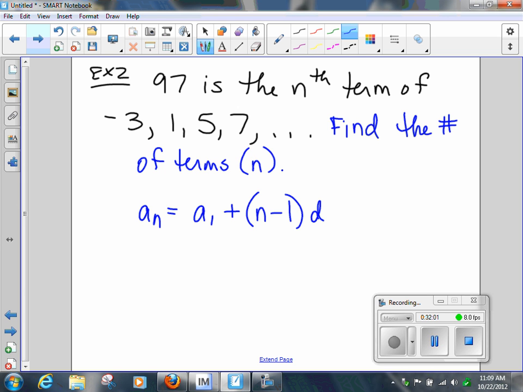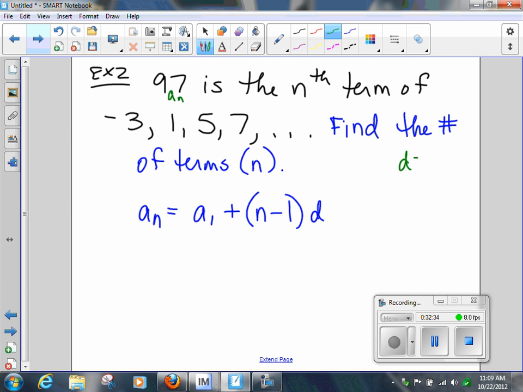Now, somebody said, find d. Find the difference, right? Harper, how are we going to do that? Because we know 97, right? 97, by the way, is which term? It's our a sub n. That's the ending term, okay? So 97 is our a sub n.